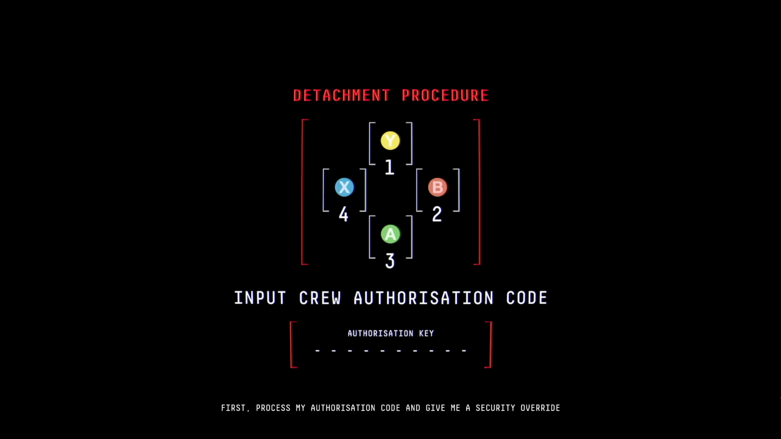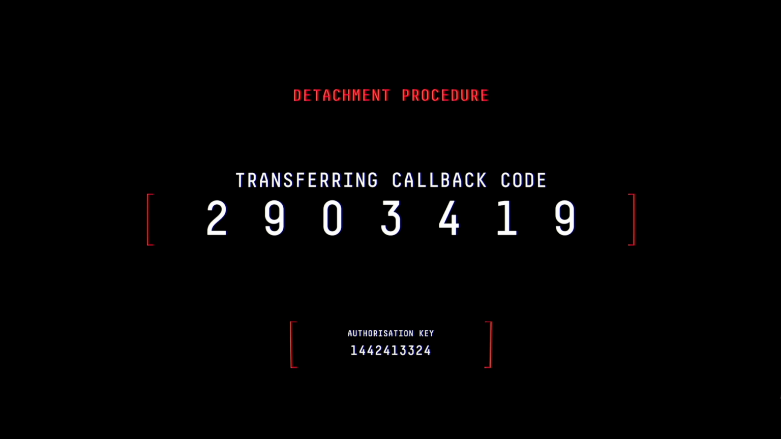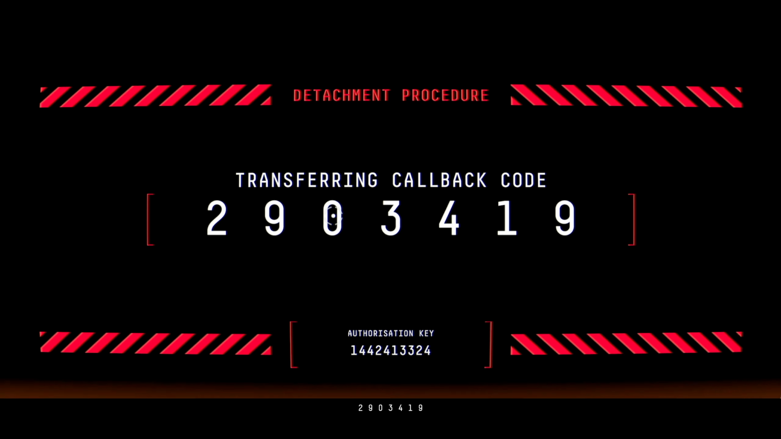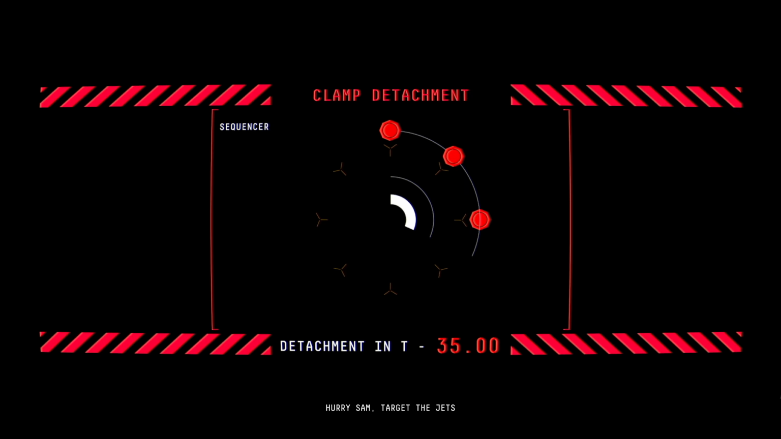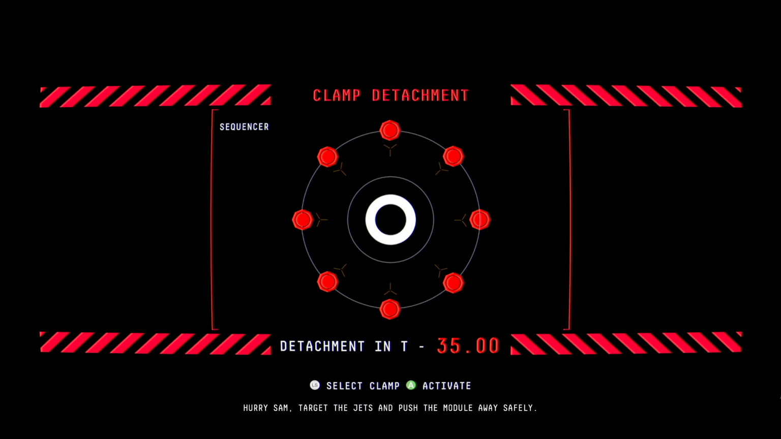Okay, first, process my authorization code and give me a security override key. 14424133324. Two, nine, zero, three, four, one, nine. Got it. Inputting now. Hurry, Sam. Target the jets and push the module away safely.